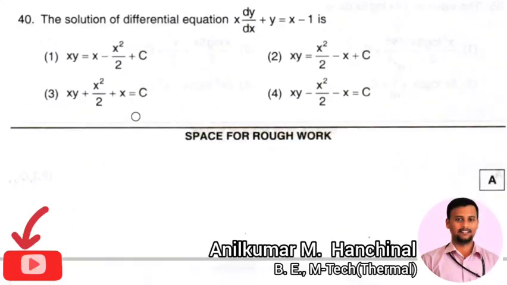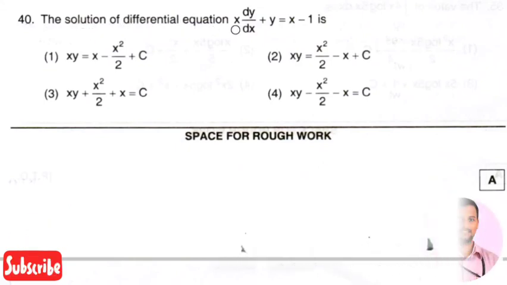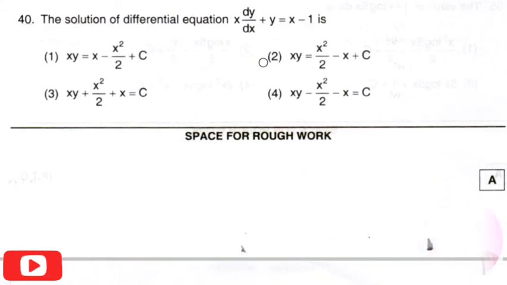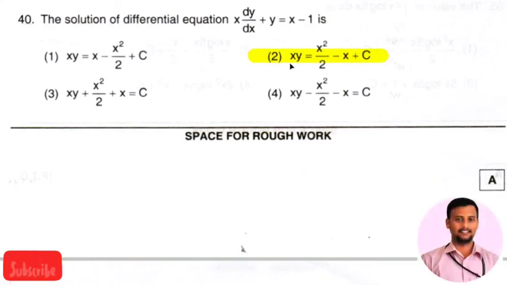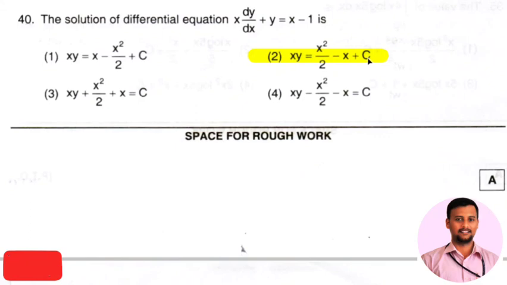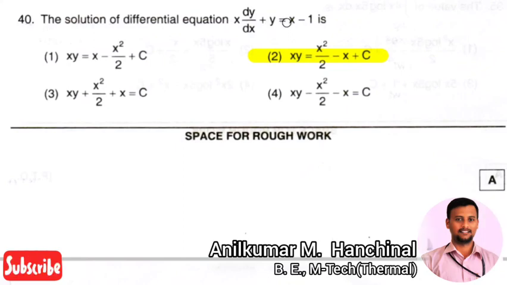And the last question in this applied mathematics section is: the solution of the differential equation x dy/dx + y = x - 1 is? And the right answer is option 2, that is xy = x²/2 - x + constant. So this is the solution for the differential equation x dy/dx + y = x - 1.